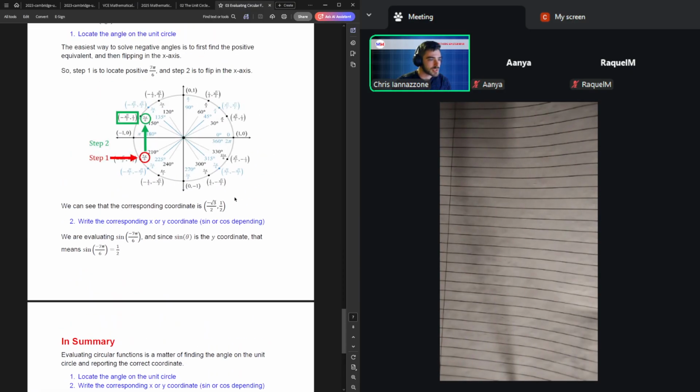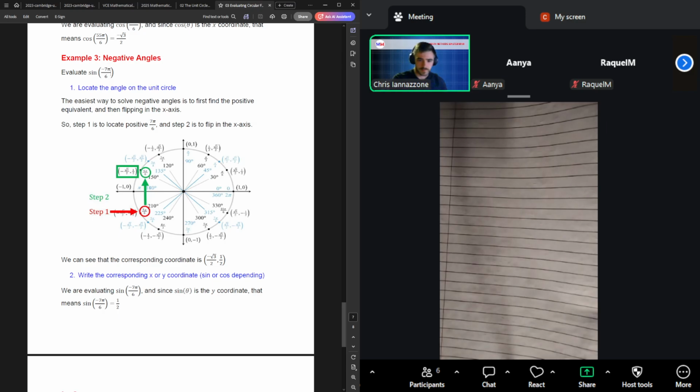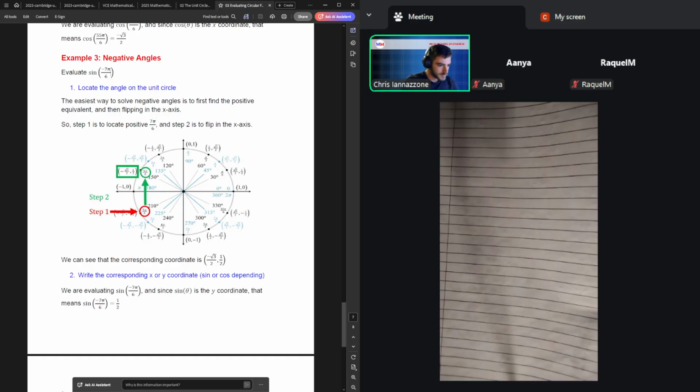So that's a bit about how you would then start using the unit circle for these kinds of questions anyway. Is there anything to clarify further about that? Cool.